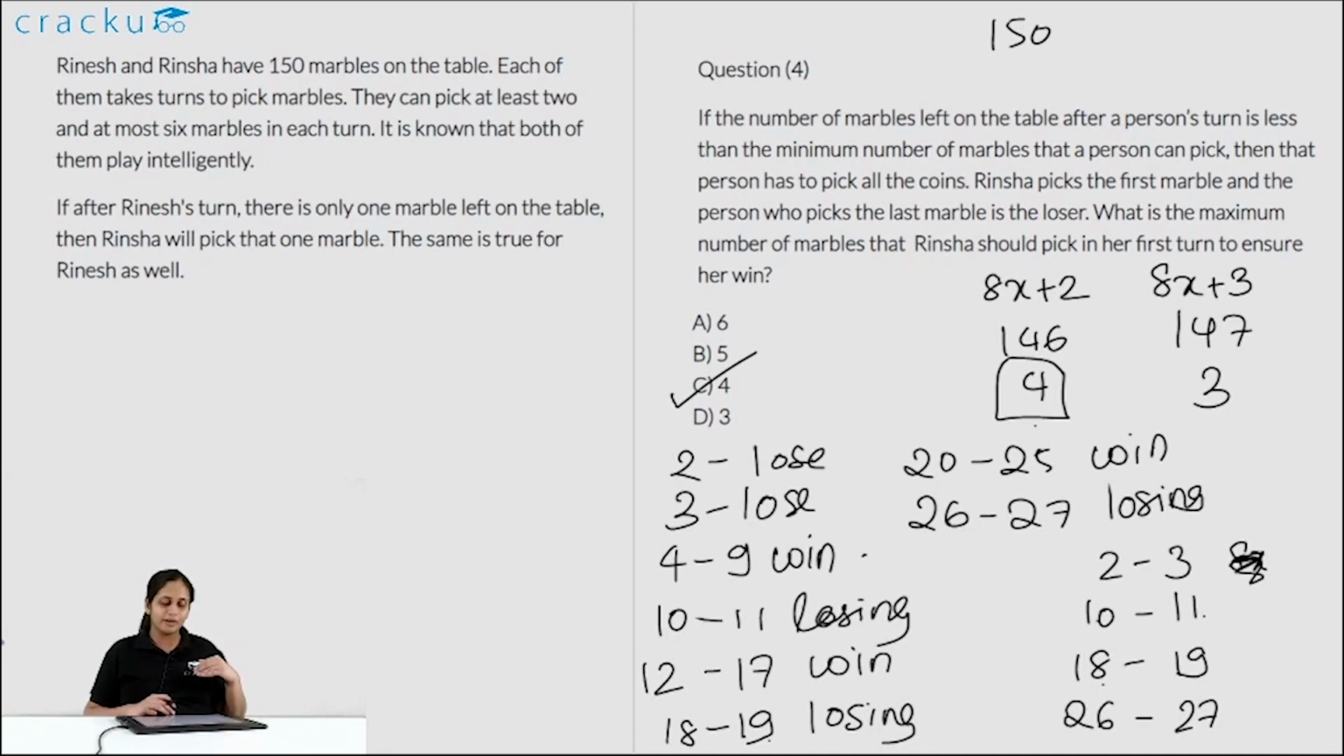So always remember, in the number of picking coins cases, you have to immediately identify what is a winning position, what is a losing position. Once you do that, it's a pretty simple LR set to solve. So this is how you solve the given LR set.